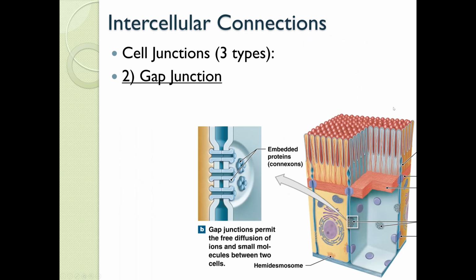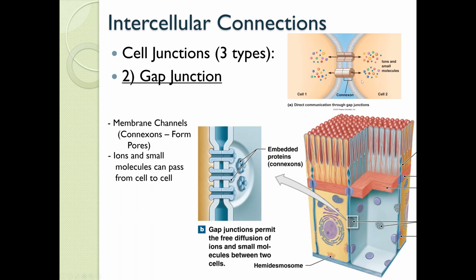The second type of intercellular connection is a gap junction, and that is shown here in the image. It kind of looks like a bunch of little holes, and this is a closer view here. So gap junctions contain these membrane channels that are made from a protein called a connexon. And so all of these connexons come together in a circle and actually form a pore that connects one cell to another. So because it's a pore, like a channel, ions and small molecules can pass from one cell to another through these connexon pores.